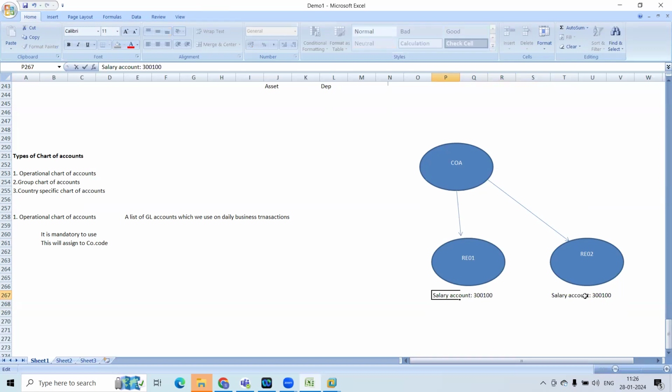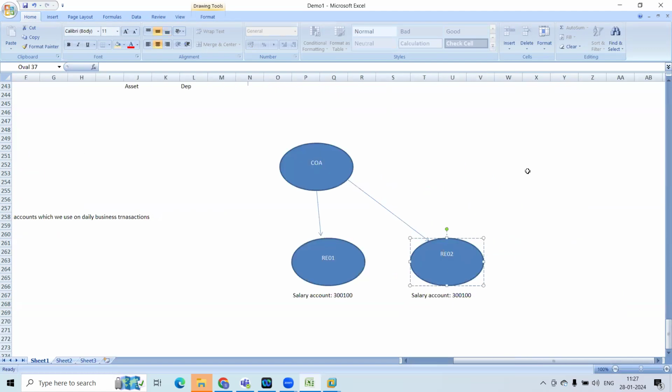So is it mandatory to use the same chart of accounts for all other company codes? No, it's not. We have one more chart of accounts, but you assign it to only one other company code.